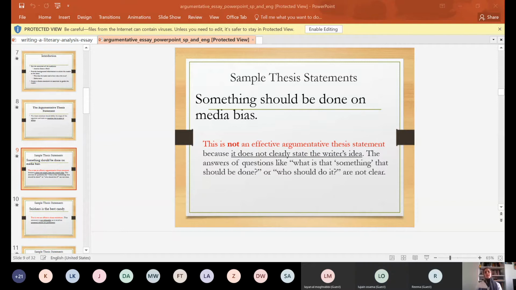So, a sample thesis statement, another one. Look at this. Snickers is the best candy. Can it be a thesis statement?